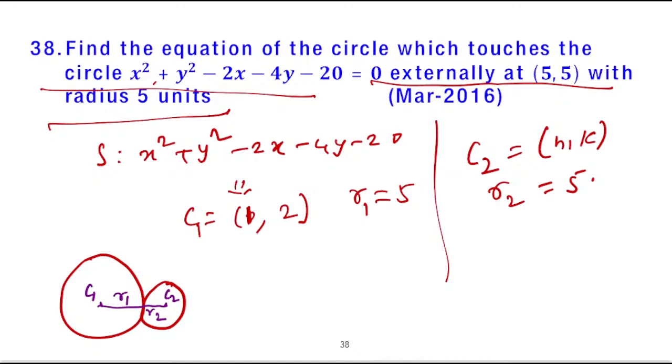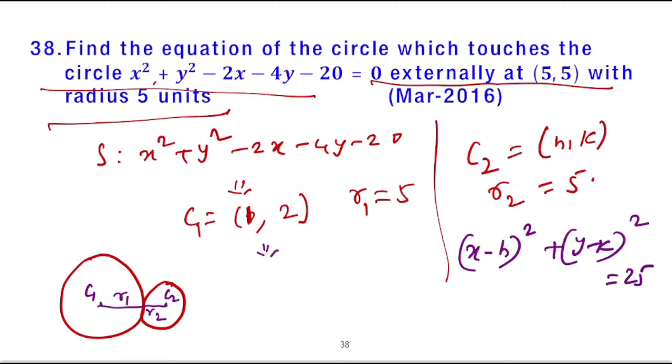So what this circle is, the first circle equation is, we got it as, they already gave the first circle. Second circle equation you assume like this. Right?